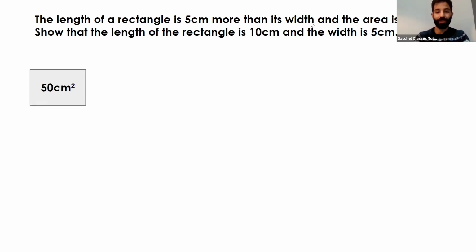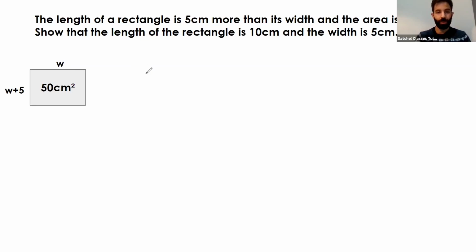Now, we don't know what its width actually is, so we can model that as W, and the length is therefore going to be 5 centimeters longer than the width. So we can model this, or form an expression, as W plus 5. So the length is W plus 5, the width is just W. Now, the area of a rectangle is the width multiplied by the length. So that's going to be W multiplied by W plus 5 should give us 50 centimeters squared. So we can write this out. This is our first step.